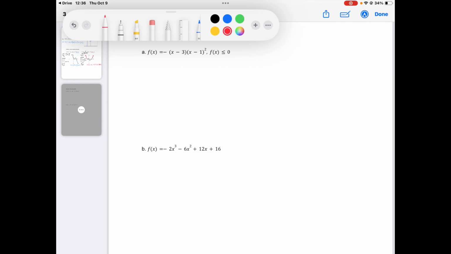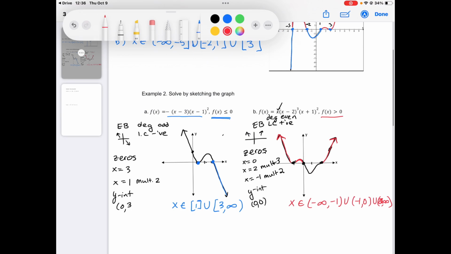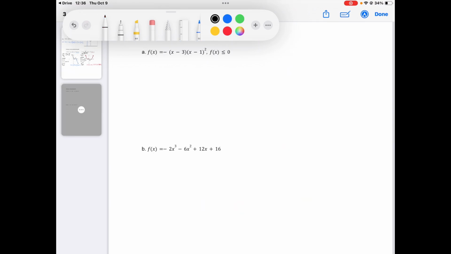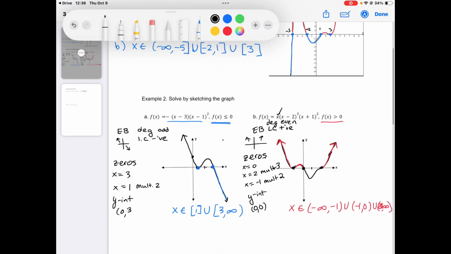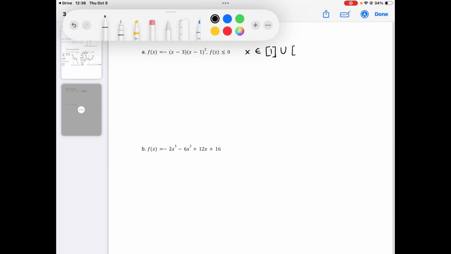You can also use a chart to test the intervals. So this is the same function that we did up here that we sketched. And I know that my solution to the equation was this, x equals 1 and 3 to infinity. So we're going to use the same idea to check these values here. So I'm going to make a number line, and I'm going to put my zeros on it. So I've got a 0 at 3, and I've also got a 0 at 1.